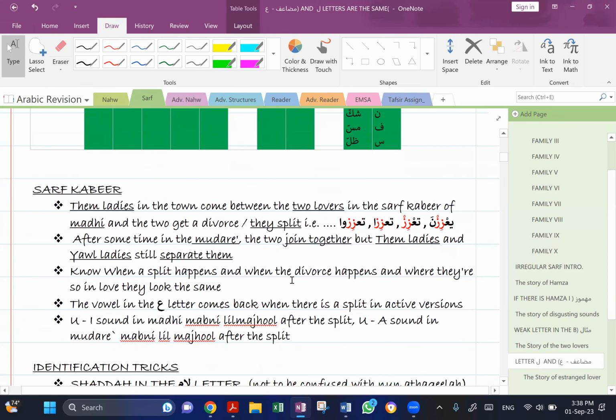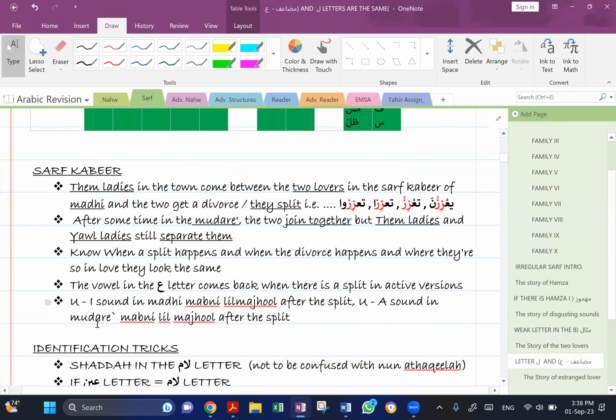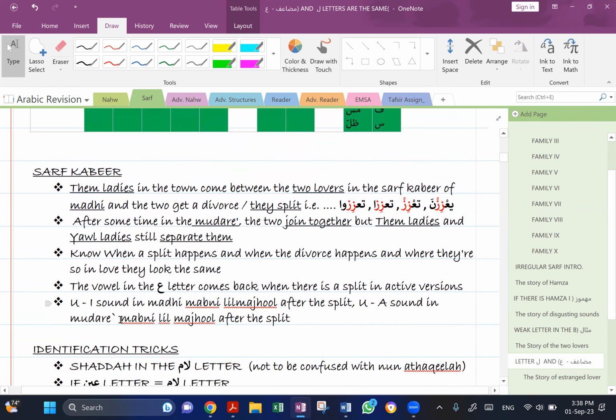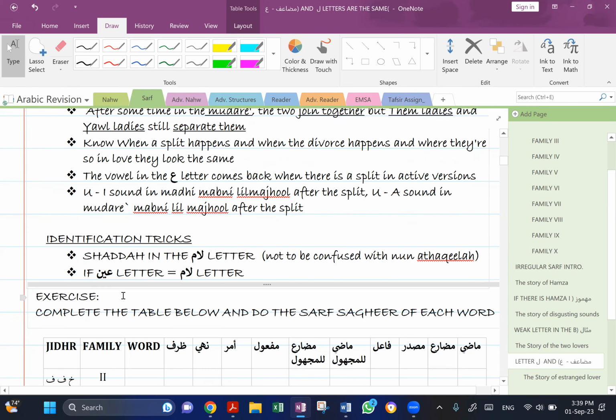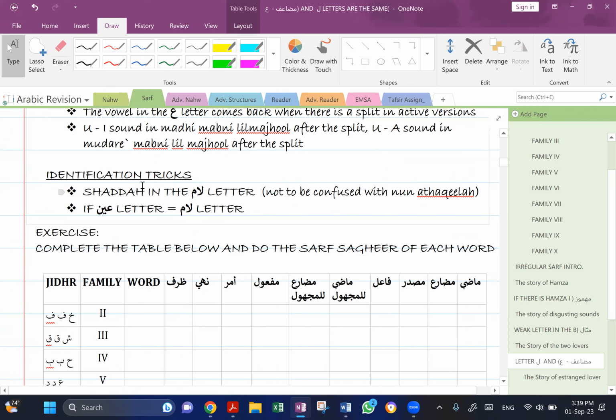I'm going to skip the Sarf Kabir part of it, because I want us to look at Sarf Kabir when we do Sarf Kabir. So I'll skip the rules on Sarf Kabir, so that today we just focus on Sarf Sagheer. So basically, some identification tricks. If you see a word and you don't know whether it's mudaf or not mudaf, ask yourself, what is the last letter? What is the lam letter? And if the lam letter has a shadda on it, then that's mudaf for you.